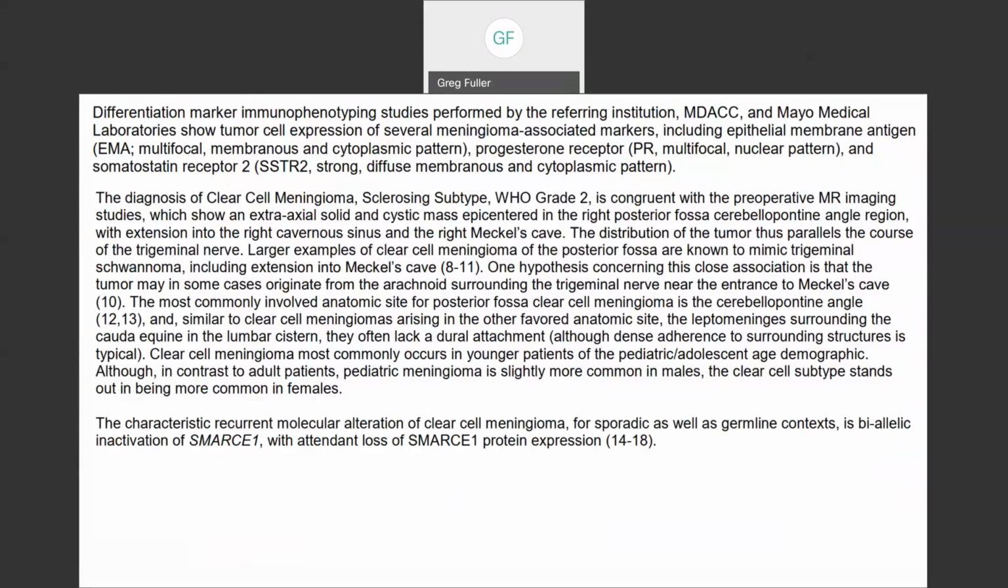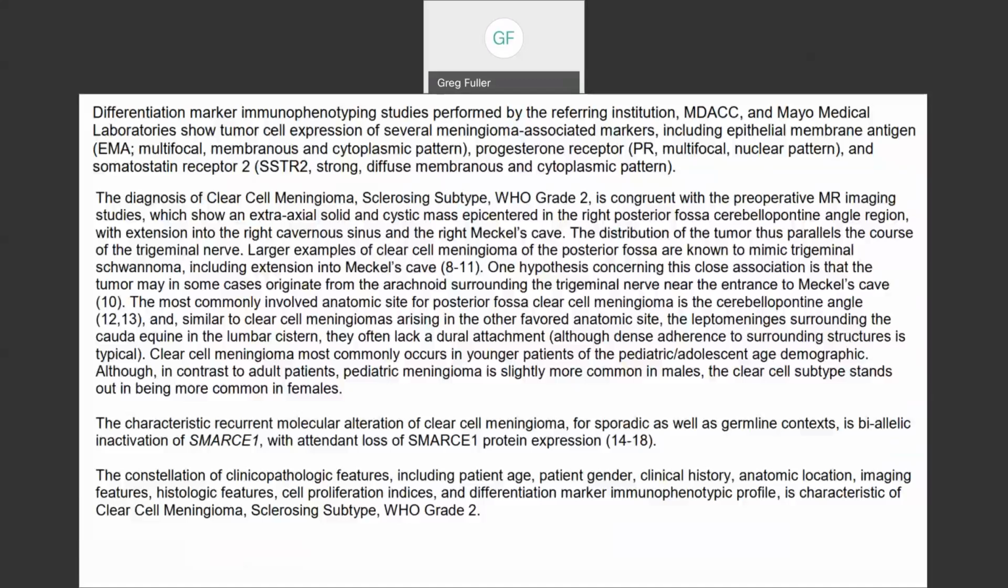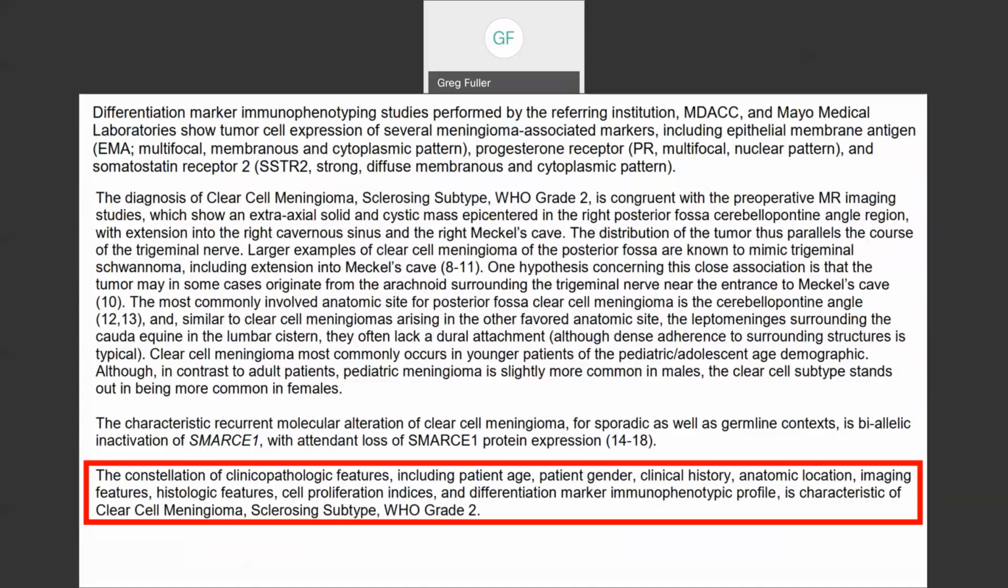The characteristic recurrent molecular alteration of clear cell meningioma, for sporadic as well as germline context, is biallelic inactivation of SMARCE1 with attendant loss of SMARCE1 protein expression. And finally, the constellation of clinical pathologic features, including patient age, patient gender, clinical history, anatomic location, imaging features, histologic features, cell proliferation indices, and differentiating marker immunophenotypic profile is characteristic of clear cell meningioma, sclerosing morphologic subtype, WHO grade 2. Let's put a big red box around that.